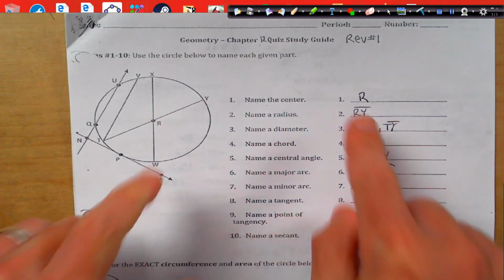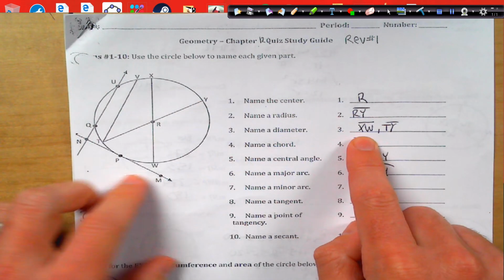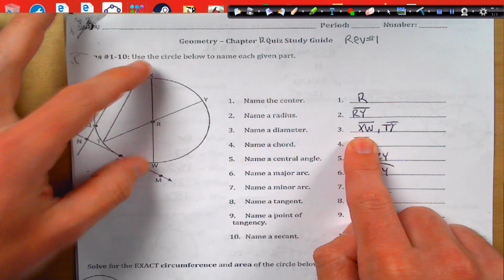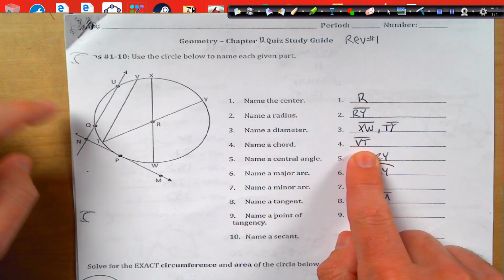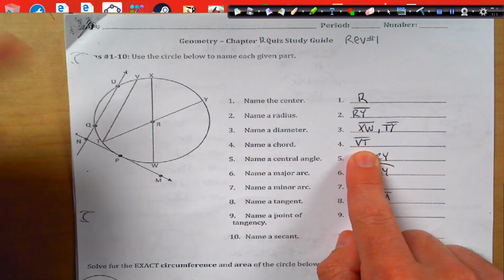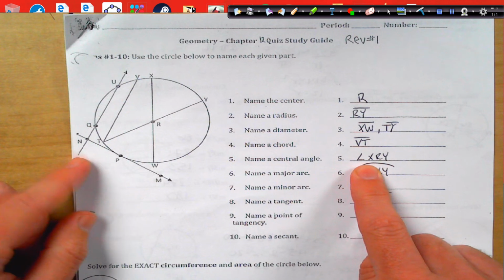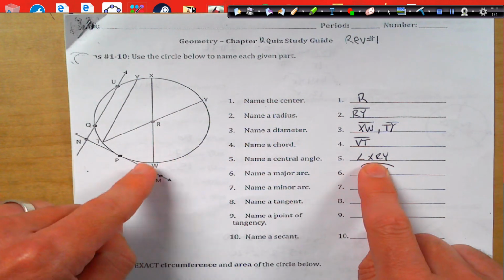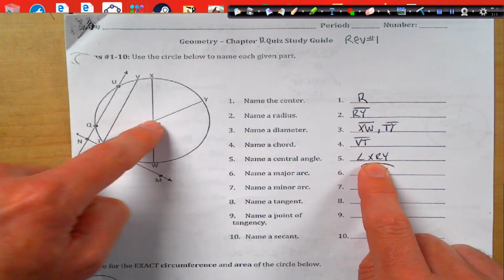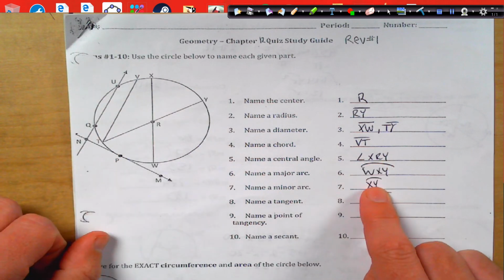All right, centers are R, Y. You could have picked some other ones. Diameter, there's two, TY and XW. A chord is any segment with endpoints on the circle, so UQ could be one as long as you wrote it as a segment. VT diameters are also chords. Central angle comes from the center, so R has to be in the middle of it. So XRY or YRW would be a good example.